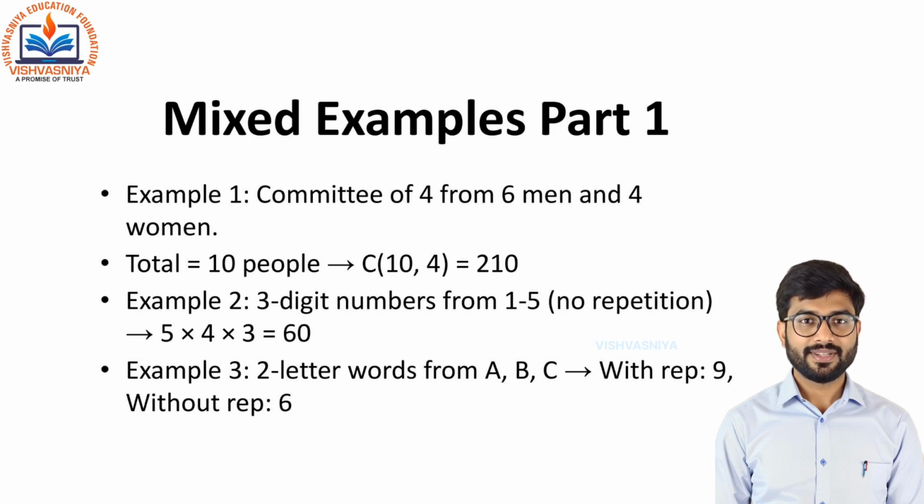A committee of 4 people is to be formed from 6 men and 4 women. Total equals 10 people. C(10, 4) equals 10 factorial divided by 4 factorial into 6 factorial equals 210.